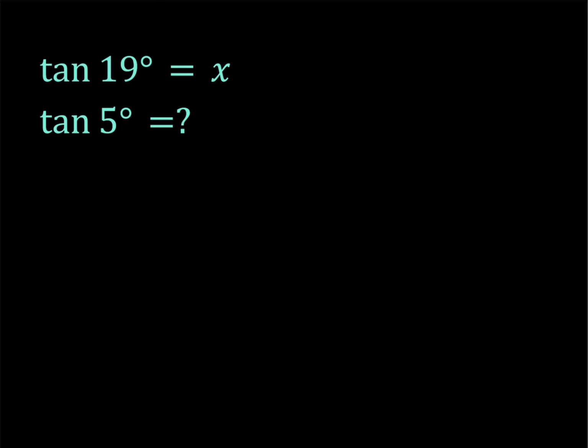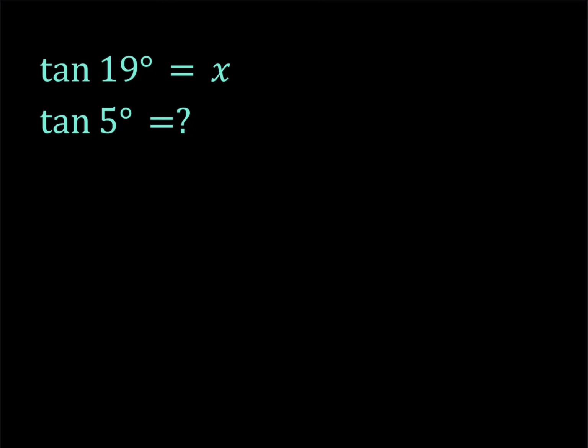Hello everyone. In this video, we're going to be evaluating a trigonometric expression in terms of another one. We're given that tangent 19 degrees is equal to x, and we're supposed to find tangent 5 degrees in terms of x. We've done problems like this before, and I'll share the links with you. You can look at other problems.